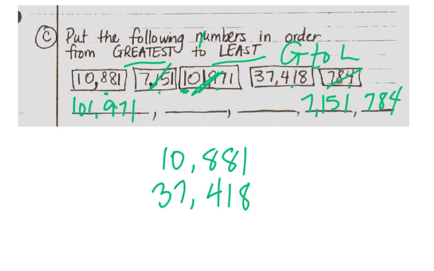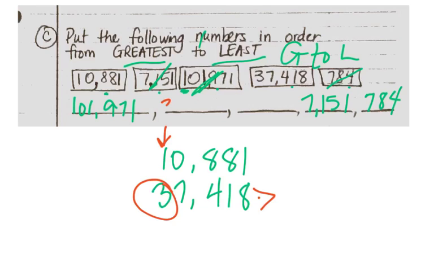37,418. I'm going to start with my largest place value once I've lined my numbers up. The largest place value I see is the 10,000s place. I have a 1 in the 10,000s place and then a 3 in the 10,000s place. This 3 is definitely larger. So 37,418 would be greater than 10,881.